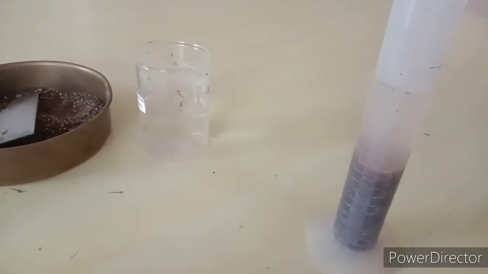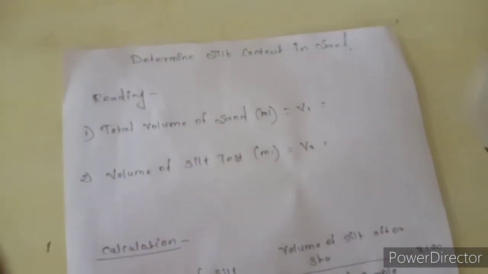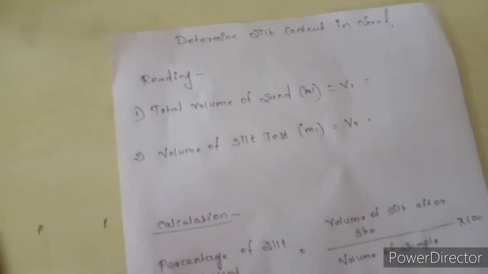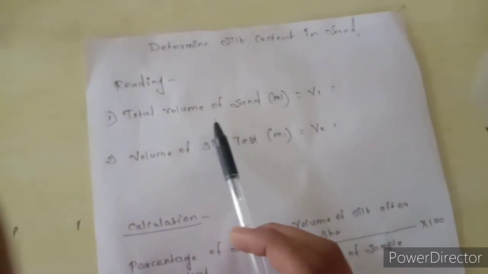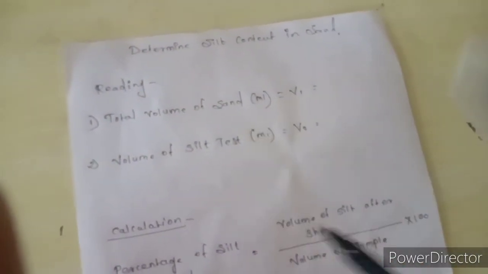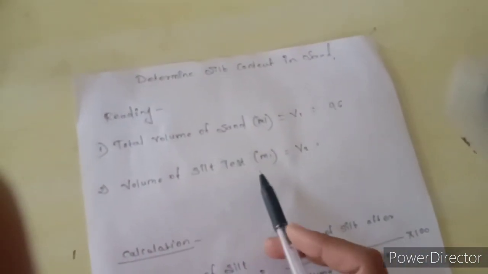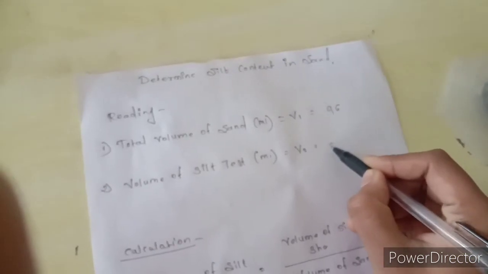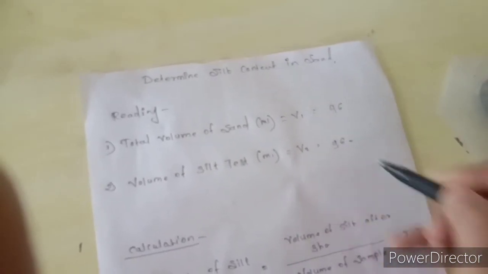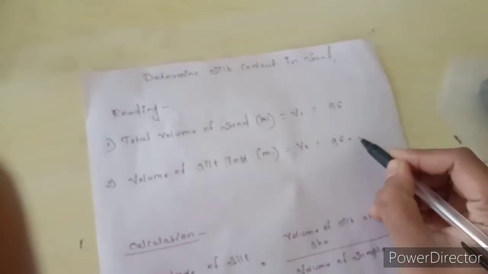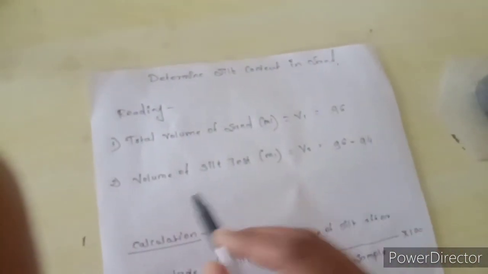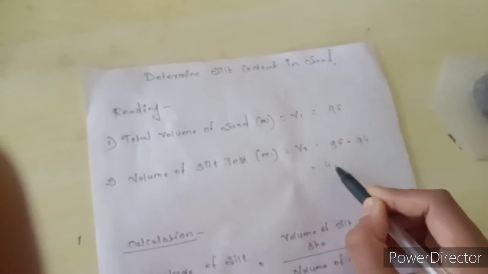So the calculations are as follows. First, take the reading. The total volume of sand in ml is 96. Then the volume of silt in ml is the total volume of sand, 96, minus the settled clean sand, 94. So our volume of silt is 4 ml.